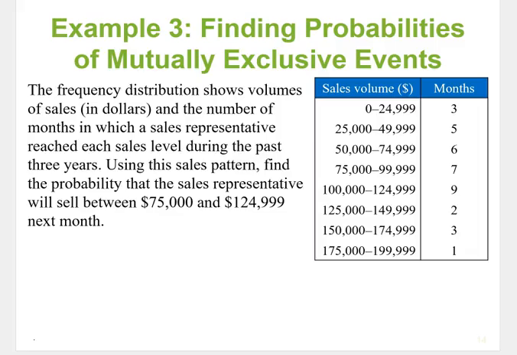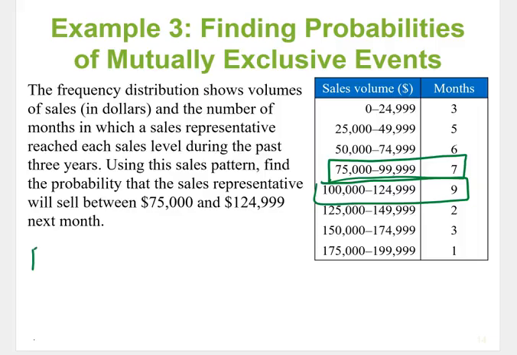Okay, so using this pattern, using this frequency table, find the probability that the sales representative will sell between 75,000 and 124,999,000. So we've got these two to look at. There's that, and there's that. Is there any overlap between those two? There is not, and that frequency distribution sets that up so there should not be any overlap between those two classes. And if you remember that from earlier when we talked about frequency distributions.